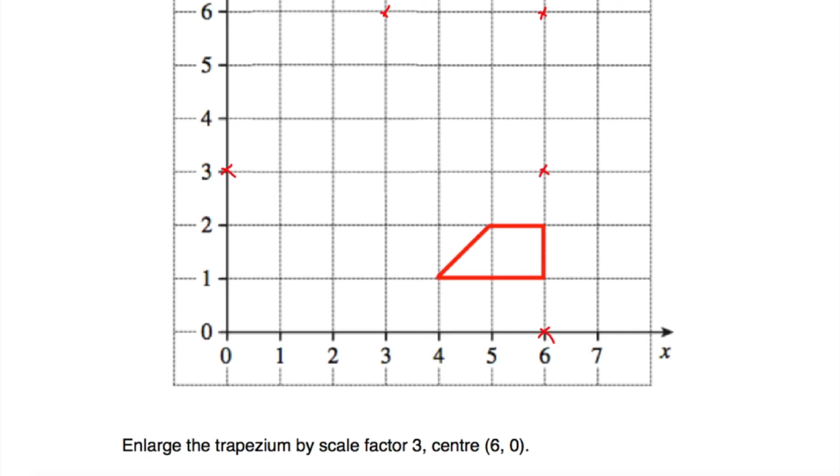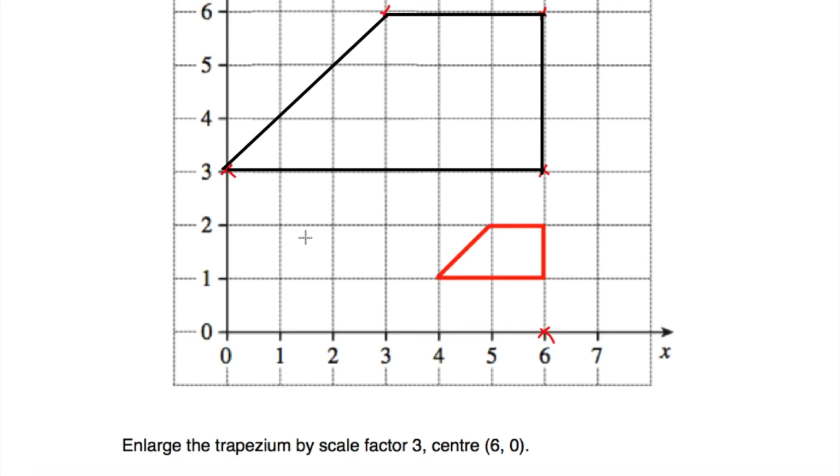We now just need to join them up. So we get our ruler and pencil, and we're just going to join them up. So there to there, there to there, there to there, and from there to there. And that's it. We've enlarged the trapezium by scale factor 3 using the center 6, 0. And let's just check that. The base of the original trapezium was 2, and this is 1, 2, 3, 4, 5, 6. And the height of this one was 1, the height of this one's 3, and so on. So we've enlarged this trapezium by scale factor 3 using center 6, 0.